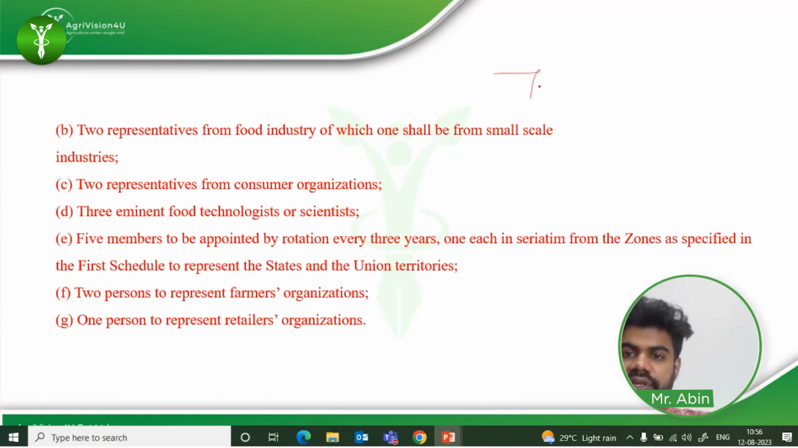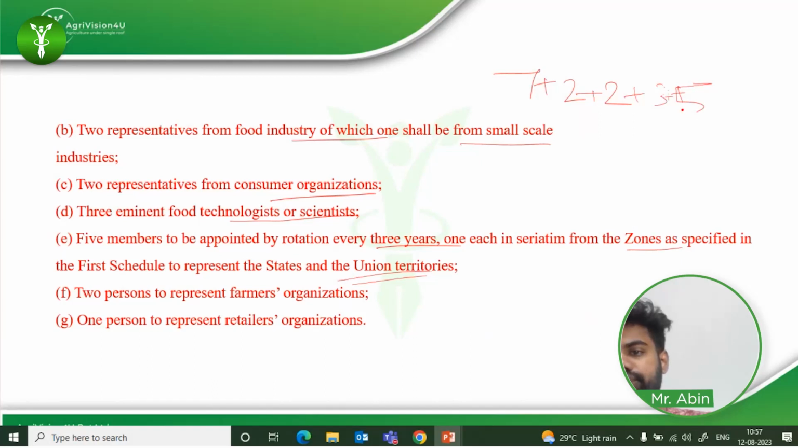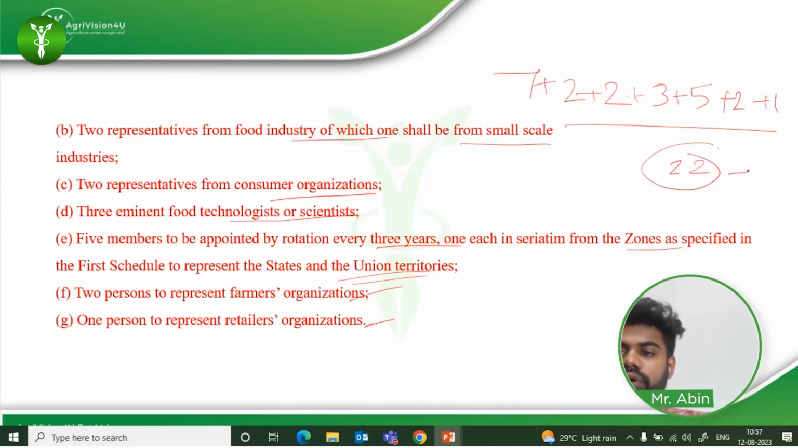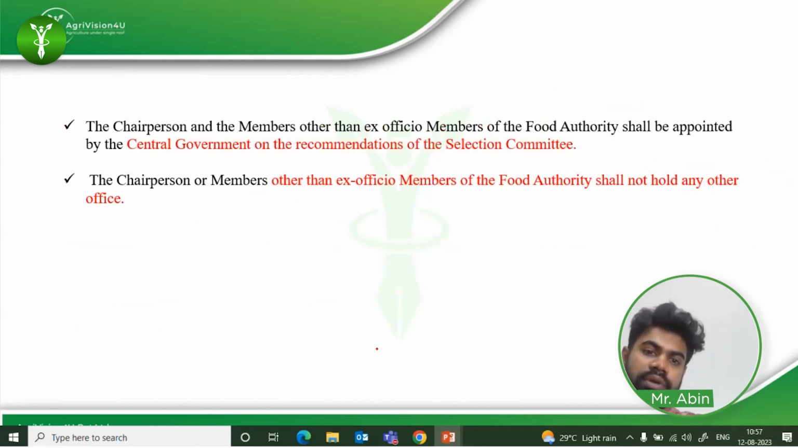Then 7 from ministries plus 2 from food authorities. 1 will be from small scale industry, 2 from consumer organizations, 3 eminent food technologists or scientists, 5 members appointed by rotation every 3 years, each from a zone as specified in first schedule to represent state and union territories, which we have already seen. 5 from different zones, 2 from farmers organization, then the last one from retail organization. So this will be 9, 11, 14, 19, 21, and 22, plus 1 chairperson. This is the structure of food authority.